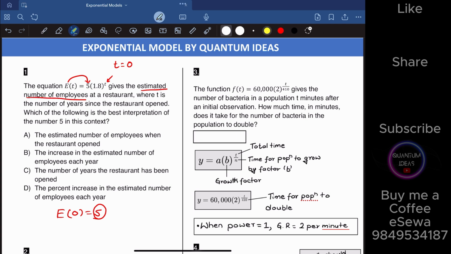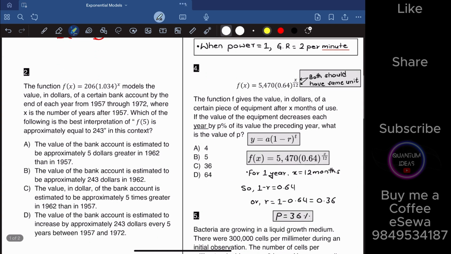So let's see the options. First, the estimated number of employees when the restaurant opened. Okay, that is our answer, so we can simply highlight it. Okay, so let's move to number 2.